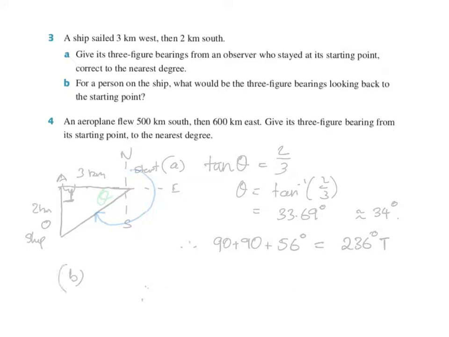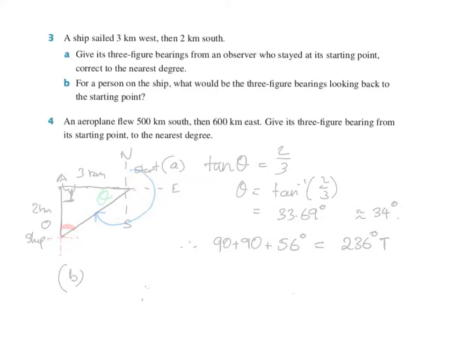Part B, okay, we are now looking for the bearing, so for a person on the ship, what would be the 3-figure bearing looking back to the starting point? So here's the ship. Okay, there's the ship. I do another little north, south, east, west there. And this is looking back to the starting point. So I'm looking for that angle in there. How would I go about finding that angle in there?